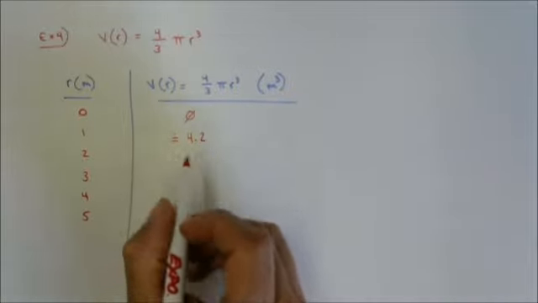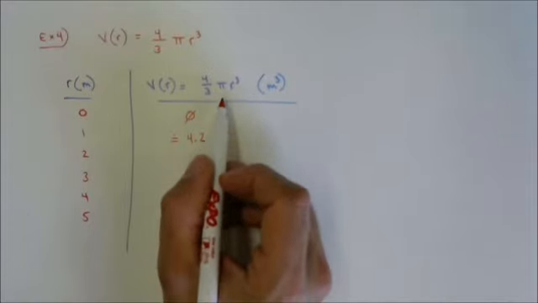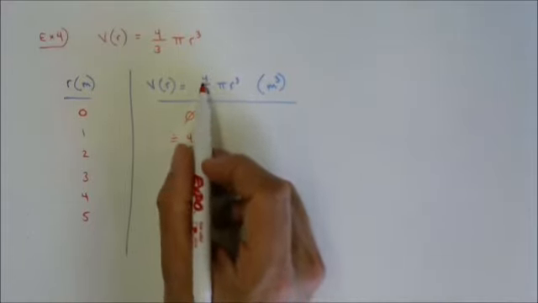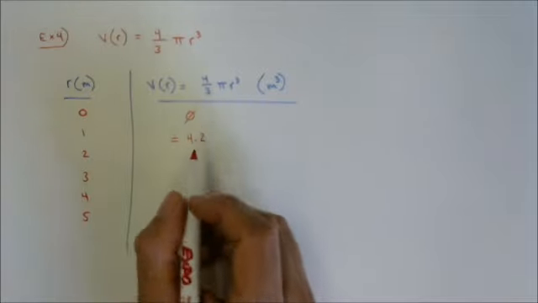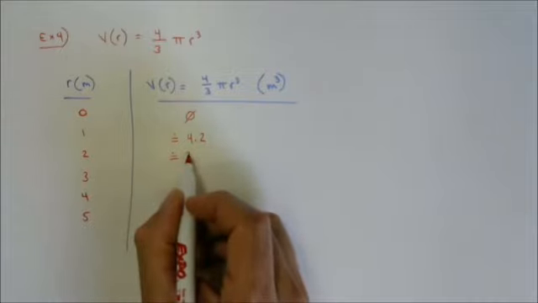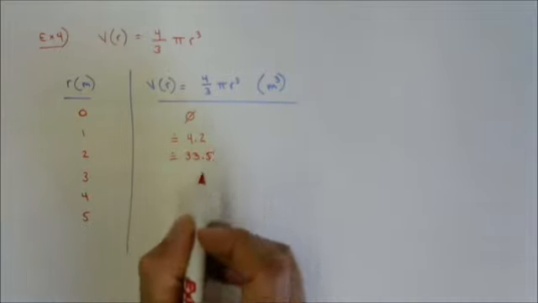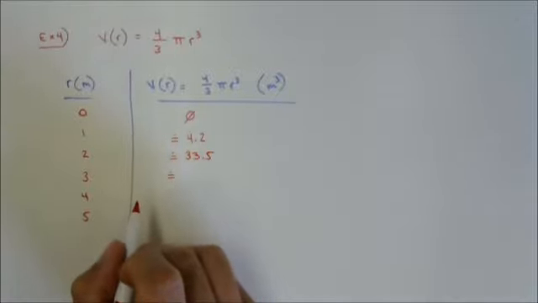Okay, for our value of 2, we put 2 in there. We get 2 cubed is 8. 8 times 4 is 32. 32 pi divided by 3, which gets you approximately 33.5. Always good practice to get your calculator out and see if your calculator still works.